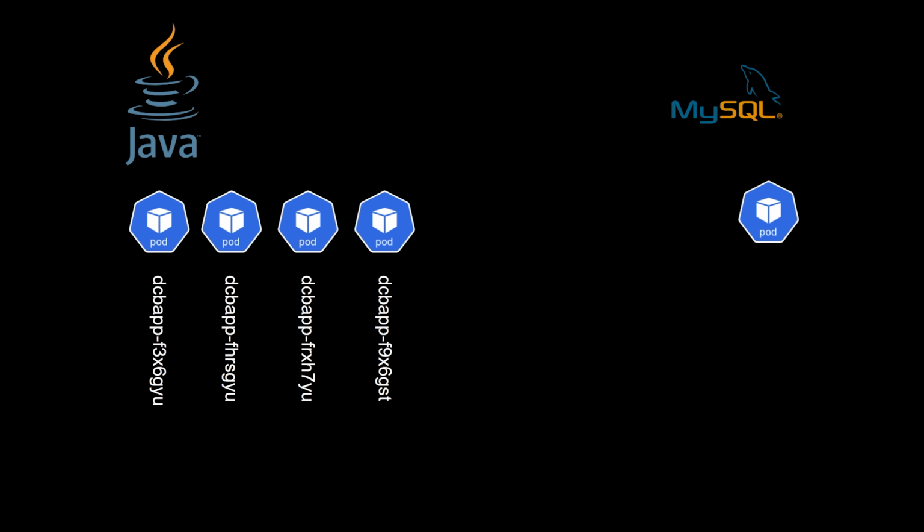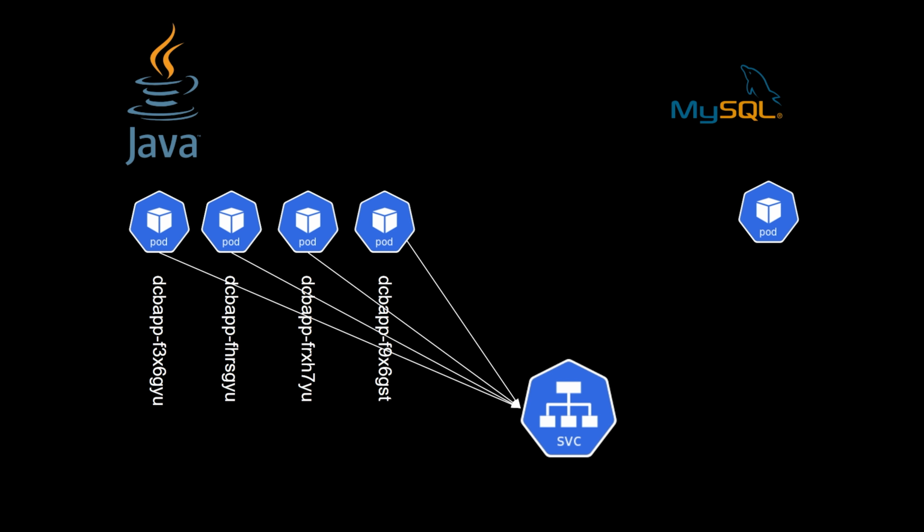And for all these pods that are created, we will have one service which will load balance all the traffic to all the different pods that we have created using this particular deployment. So this is the way a stateless application will be deployed in a Kubernetes cluster.